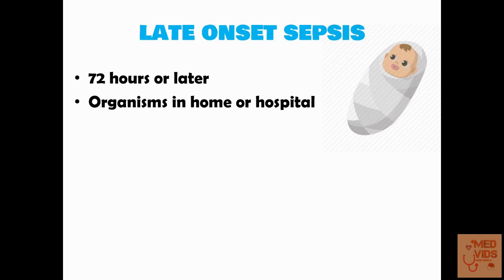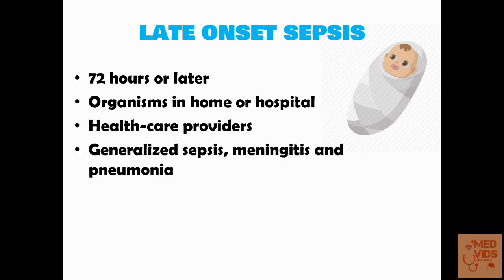Late onset sepsis is acquired from the organisms which are present in the home or hospital in which a child is kept. So healthcare providers are often involved in transmission of organisms responsible for late onset sepsis in neonates. Late onset sepsis, in contrast to early onset sepsis, can manifest as generalized sepsis, meningitis, and pneumonia. So it can manifest either as generalized sepsis or along with it there can be meningitis and pneumonia.